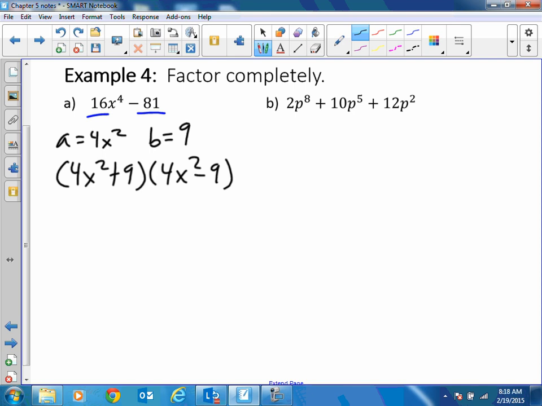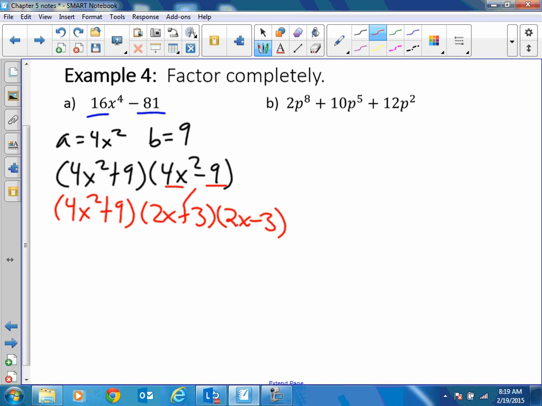Now, 4x squared plus 9, we cannot break down any further because it has to be a difference of two squares. But 4x squared minus 9, these are both perfect squares. So we can take the difference of two squares, rewrite this one. Okay, square root of 4x squared would be 2x. Square root of 9 would be 3. So 2x plus 3 and 2x minus 3. And now this is completely factored.